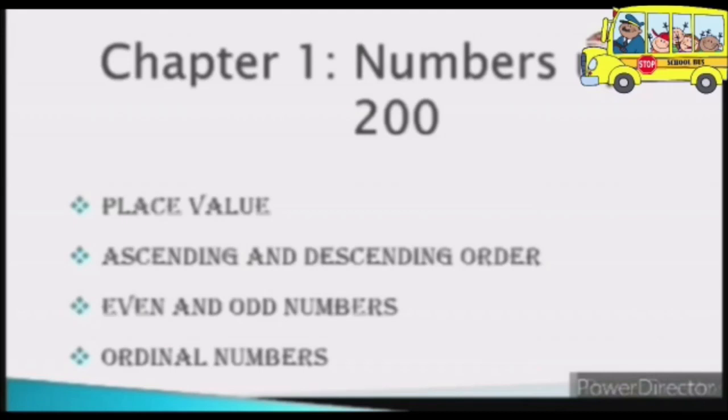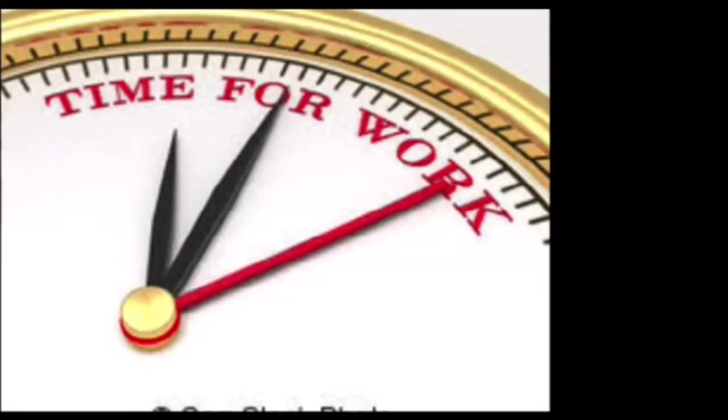So students, you have learned chapter 1. Let us recall the subtopics. They are place value, ascending order and descending order, even and odd numbers, and ordinal numbers.